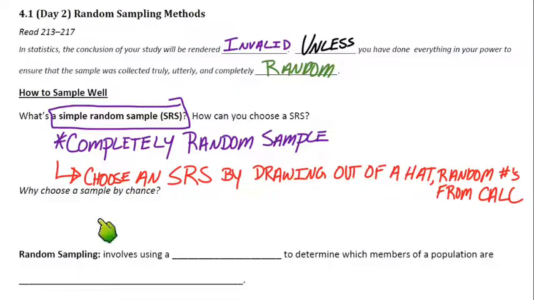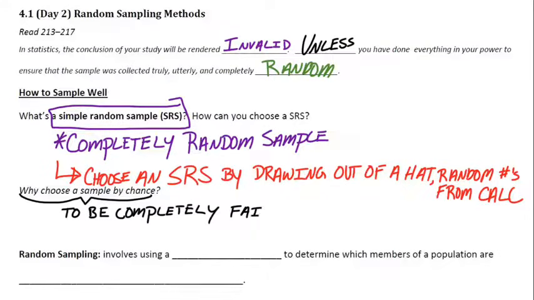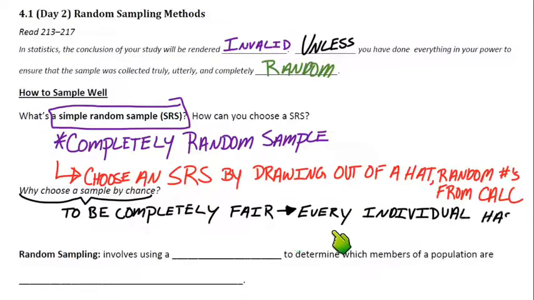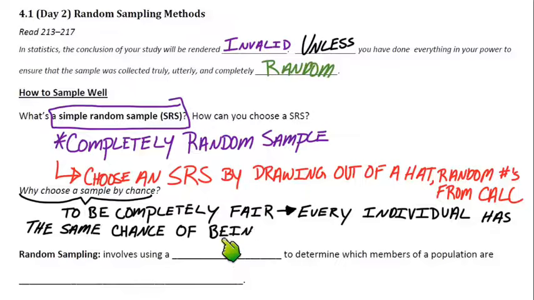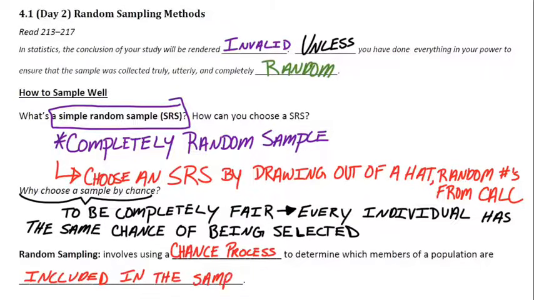So why would you choose a sample by chance? Okay, so we already said that's the only way people are going to trust your results. So other than that, why would you do it? Well, you got to be fair to everyone. So if you're going to randomly sample a population, you got to be completely fair, meaning every individual has the same chance of being chosen for the sample. Okay, so random sampling, what does that do? It involves a chance process to determine which members of the population are actually included in the sample.